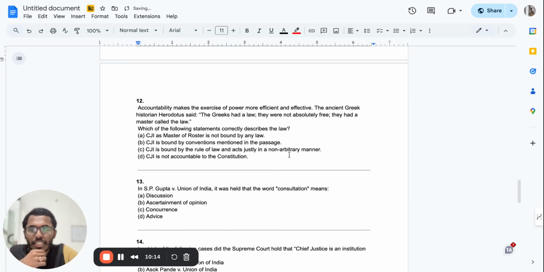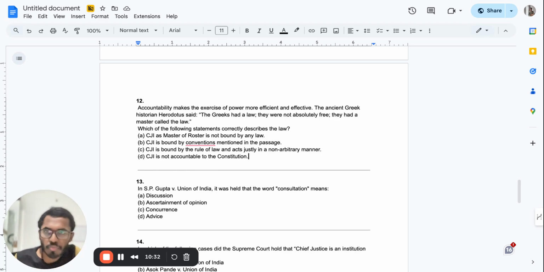Now the next question is about accountability making the exercise of power more efficient and effective. The ancient Greek historian Herodotus said that the Greeks had a law. They were not absolutely free. They had a master called the law. So this was basically in which case? This was in the case of CJI as the master of roster.